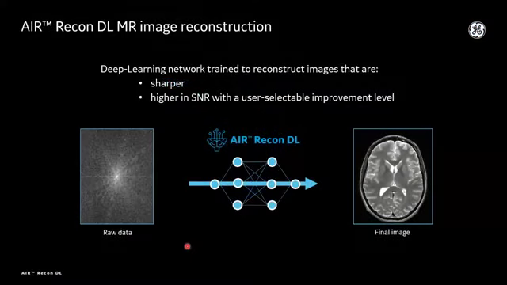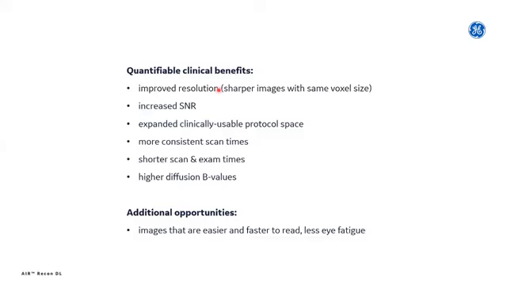Let's keep in mind the two main things that AIR Recon DL provides: it delivers images that are sharper and appear with higher resolution, and it also gives higher SNR, signal to noise ratio, with a user selectable level. It is an algorithm that sits between the raw data and the final image. So it does two separate things, but of course these are all combined in the final offering, sharpening images and delivering higher SNR.